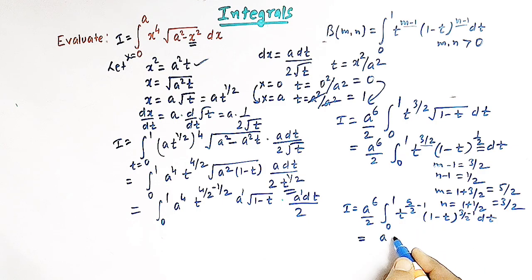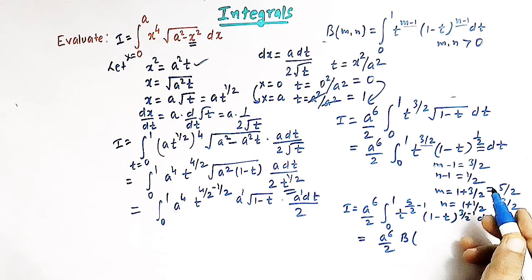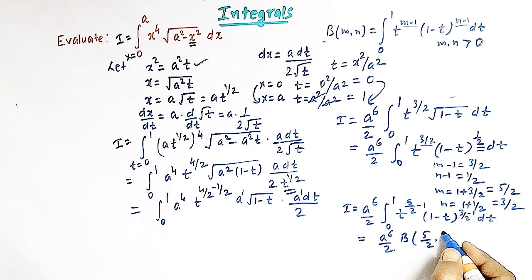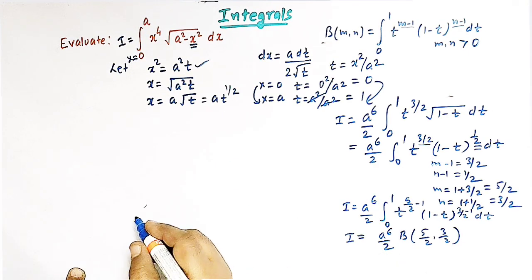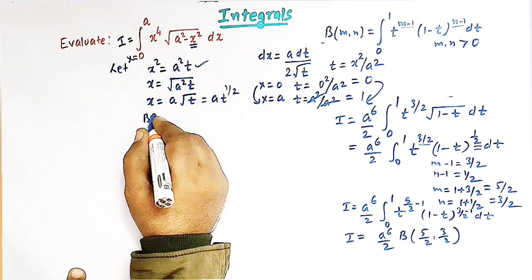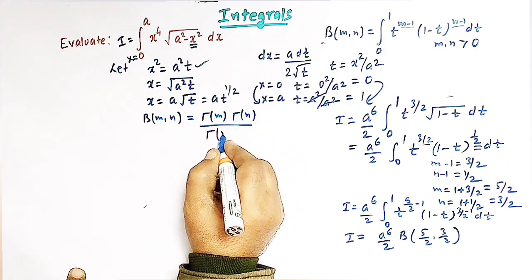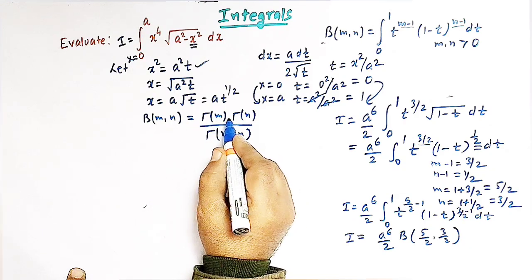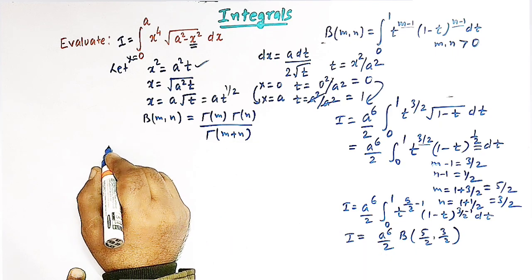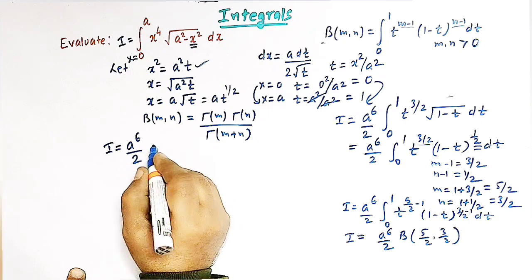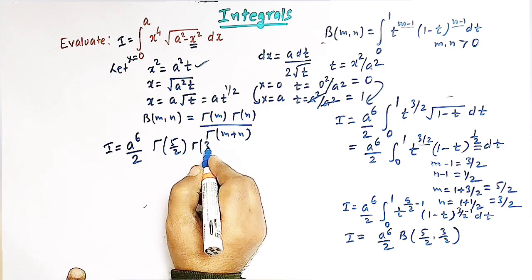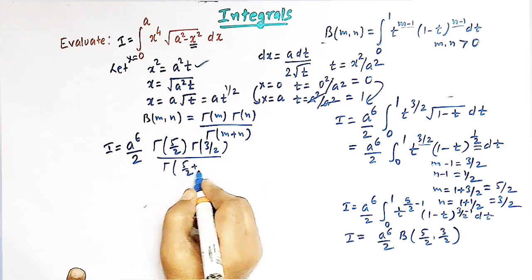So now this integral is exactly similar to this one, right? So we have here a raised to 6 over 2, and this integral is equal to the beta function, that is beta m comma n. M is 5 over 2, and n is 3 over 2. So now we have to find out the value of beta 5 over 2 comma 3 over 2. So now let us make use of the relationship between a beta function and gamma function. The beta function is related to the gamma function by this relation, right? So we have beta m comma n is equal to gamma m times gamma n divided by gamma m plus n. So here we can now write I is equal to a raised to 6 over 2, then we have gamma 5 over 2, gamma 3 over 2, and gamma 5 over 2 plus 3 over 2.